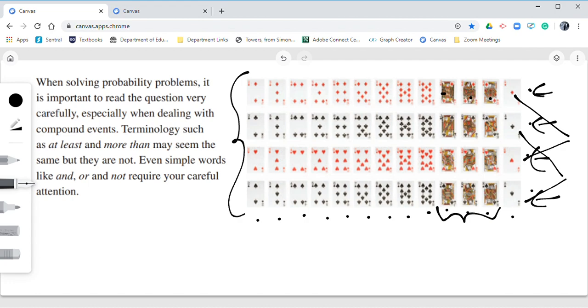When we talk about compound events, pay attention to wording. Sometimes you might hear wording such as at least or more than. They may seem very similar, but they're not. If I say at least 4, that's the minimum number, whereas more than is going to be anything above a certain number. So make sure you're careful with those. And simple words like and, or, not are words that really help give you clues to what you're trying to find the probability of.